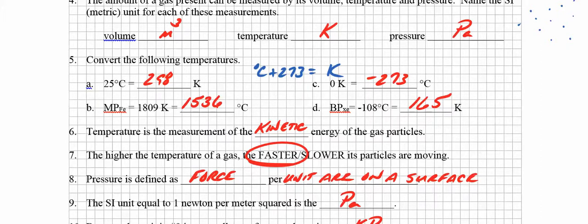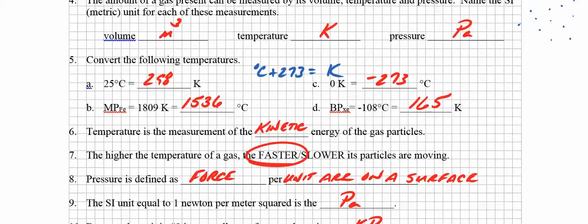Letter B, we have the melting point of iron is 1809 Kelvin. How do we get to degrees Celsius? Simply subtract 273. So 1809 minus 273 will give us 1536 degrees Celsius, and that'll do it for B.